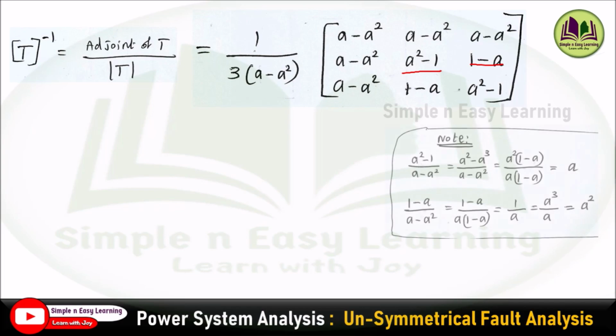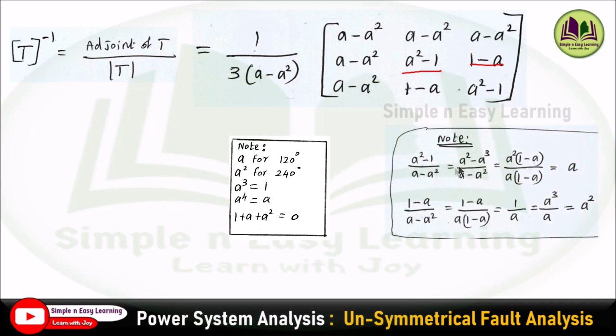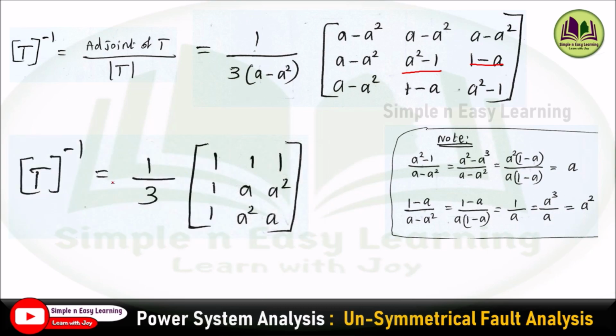We have to do some simplification. A square minus 1 divided by A minus A square. So you can substitute A cube instead of 1 as per the A operator rule. A square minus, instead of 1 you are substituting A cube, divided by A minus A square. In the numerator, take A square as common, it becomes 1 minus A. In the denominator, take A as common, it becomes 1 minus A. Cancel these two and you will be getting A square by A, that is equal to A. And similarly for the last term, 1 minus A divided by A minus A square. In the denominator take A as common, it becomes 1 minus A. So cancel these two, and it becomes 1 by A. And for this 1, substitute A cube as per the A operator rule, and you can cancel this, you will be getting A square. And this is your complete T inverse matrix.